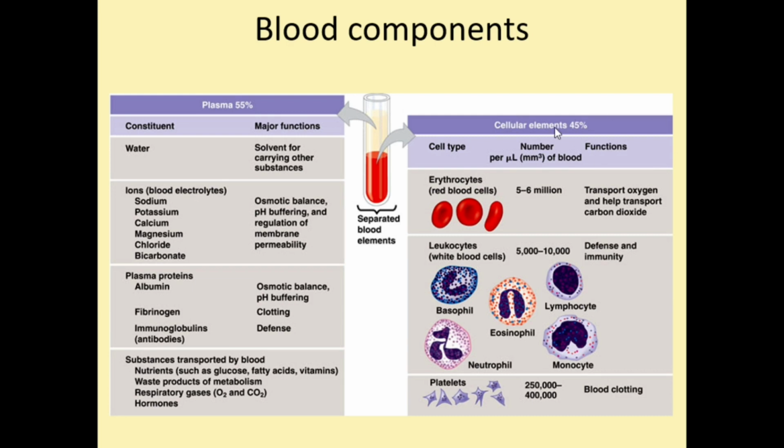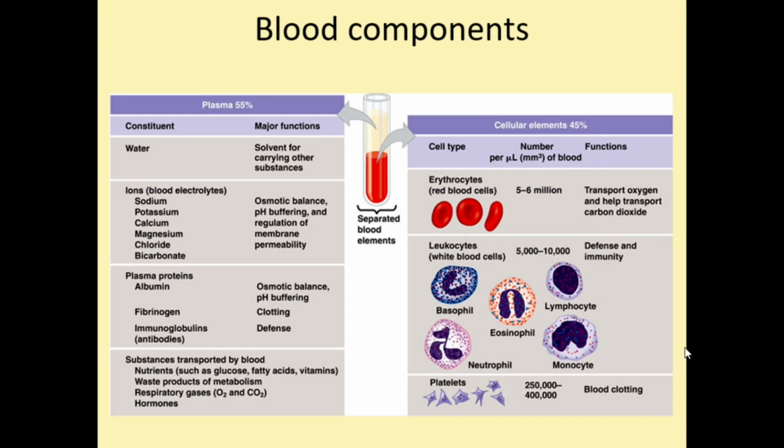The cellular elements come in a few main types. So we've got our erythrocytes, or red blood cells, that are essential for transporting oxygen and carbon dioxide. We also get the immune cells, so leukocytes, or white blood cells. They are really important in defense and immunity, and they come in a few different types that you can see there. And then we have fragments of cells. These are called platelets, and these play a really important role in blood clotting.